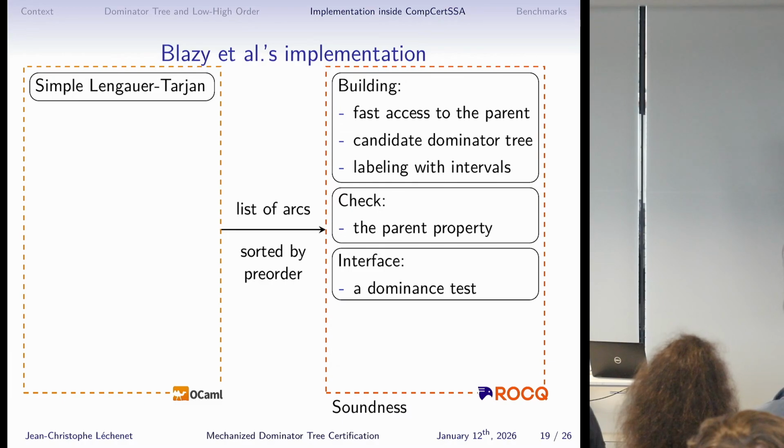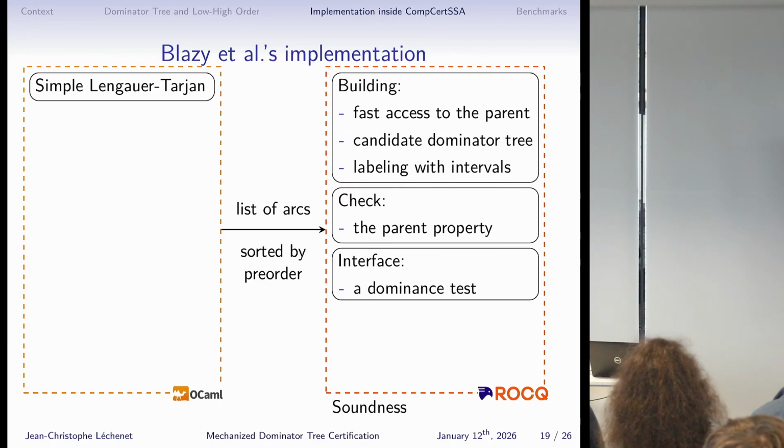Then what is passed to the Rocq side is not the tree itself, it's actually the list of arcs of the tree, which is sorted by a preorder. The fact that it is sorted helps for the verification. And on the Rocq side, it starts by reconstructing a few objects from the list of arcs.